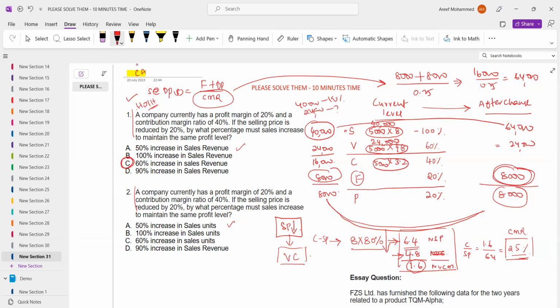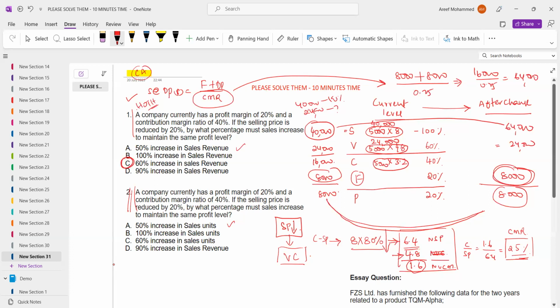I have modified this question actually. This is from CA. Now the second question: by what percentage must sales increase to maintain the same level of profit?